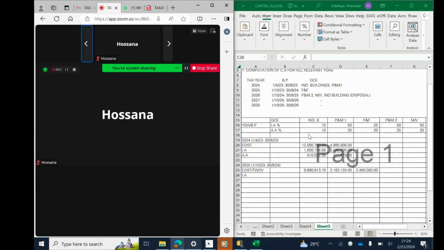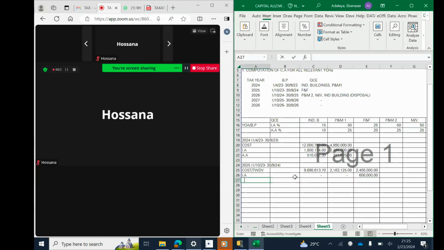Then in 2025, the only asset that will enjoy initial allowance is furniture and fittings, because that is its first year of use. If you check our allocation schedule, you see that. So let us compute the initial allowance for furniture and fittings. We have zero initial allowance here and zero here. This one, what is the initial allowance rate? 25%, so that's 0.25 times 600,000.